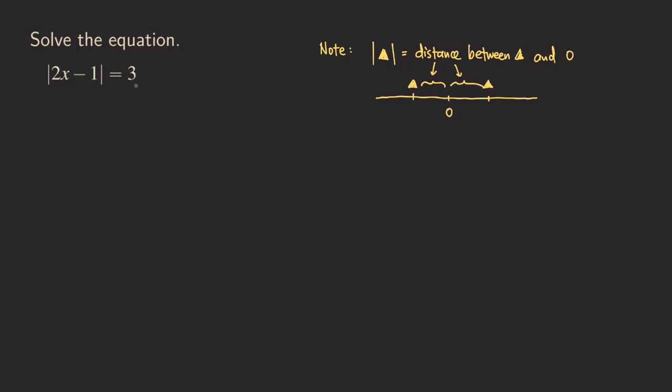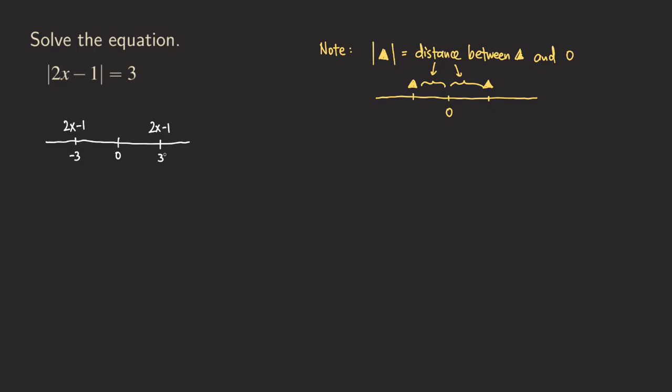Now coming back to this equation, it tells us that this 3 is the distance between this number, the expression 2x minus 1, and 0. So that means we have two possible spots for this 2x minus 1. Graphically, 0 is right here, and then 2x minus 1 should be 3 units away from 0. So one is that 2x minus 1 is over here, at 3. And the other side, it's on the left side, right? We have negative 3 because it's also 3 units away from 0, and then 2x minus 1 can be on this side.